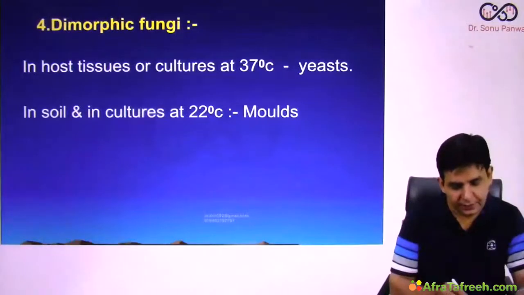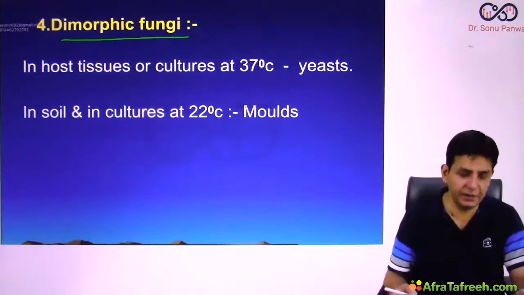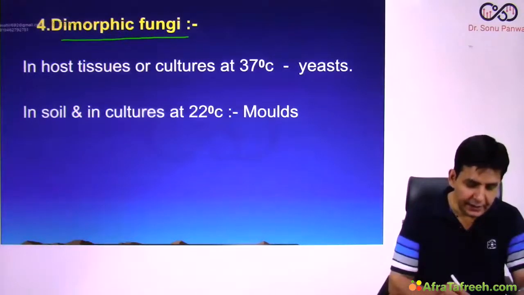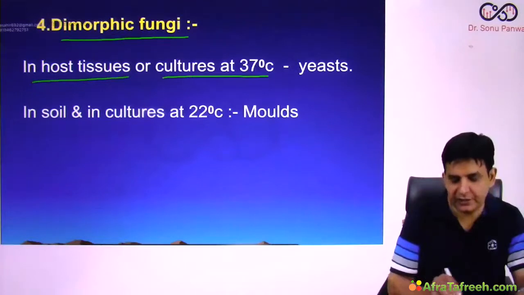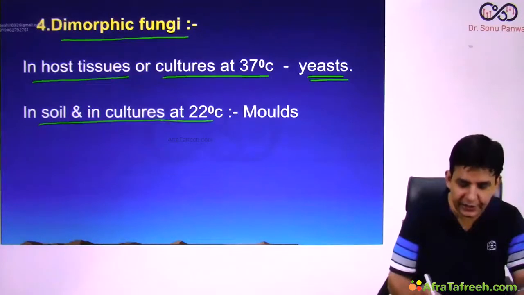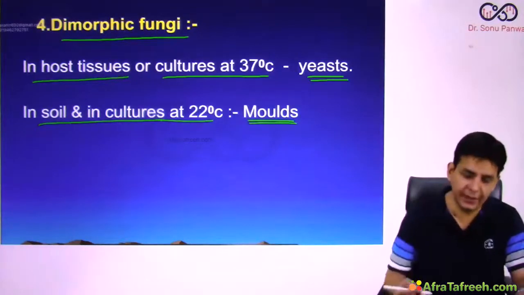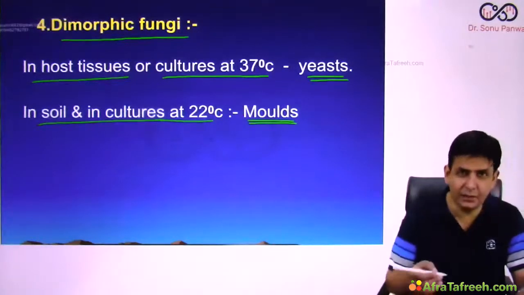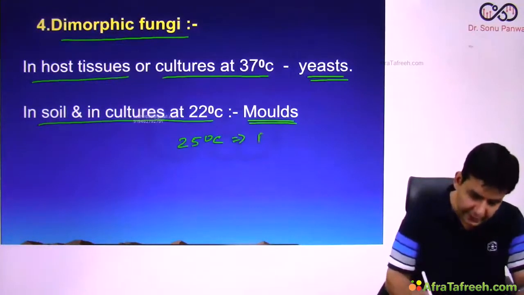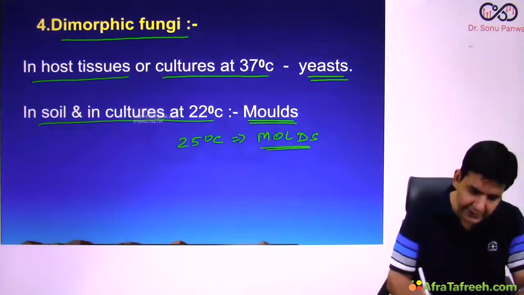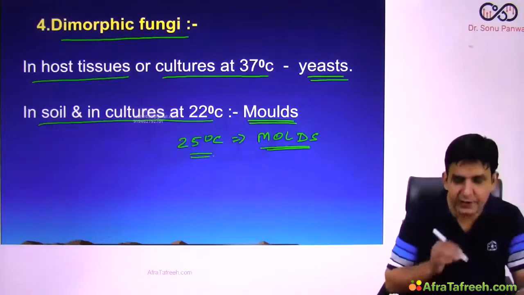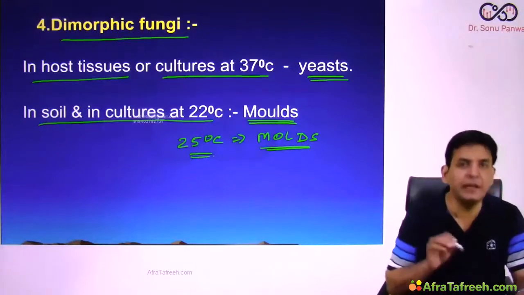Then the fourth one on the basis of morphological classification is dimorphic fungus, and in the dimorphic fungus you need to remember that in host tissues or cultures at 37 degrees they exist as yeast, and in the soil and in cultures at 22 degrees they act as molds. Some books say 22 and some books say 25 for molds. You can remember it like this: 22 or 25 karat gold is mold. So 25 is mold and at 37 they are yeast.